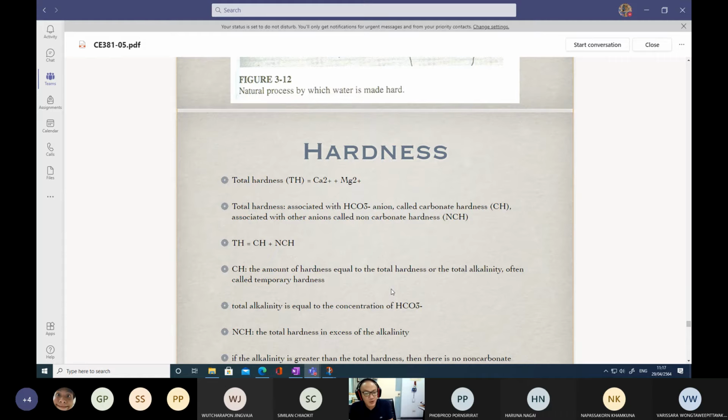So carbonate hardness, we all know that it is the amount of the hardness combined with the bicarbonate species. This kind of hardness we normally call the temporary hardness. This one can actually be easily removed by just boiling the water. These types of hardness will actually form the scale at the bottom of the pot.